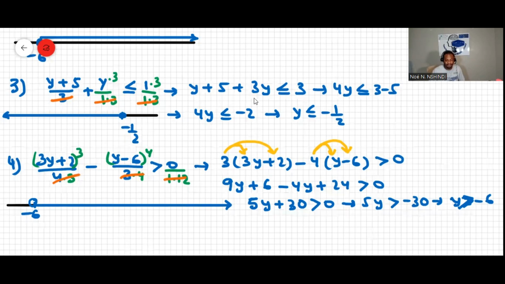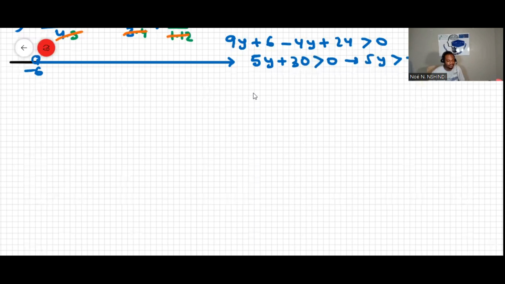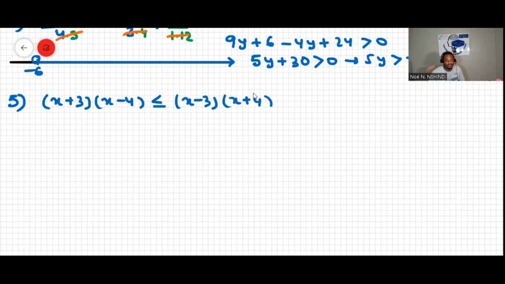Now question 5. Question 5. I want to say here 5. What we have, that makes what? X plus 3, okay, and then x minus 4 less than or equal to x minus 3, x minus 4, actually plus 4.